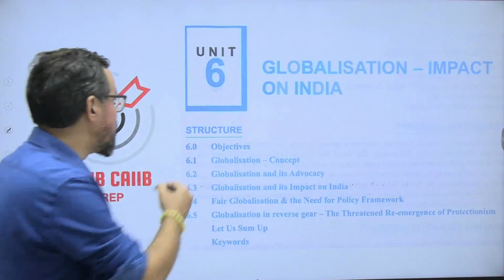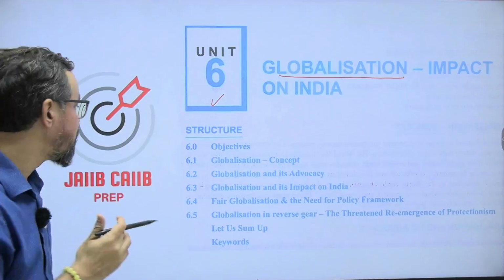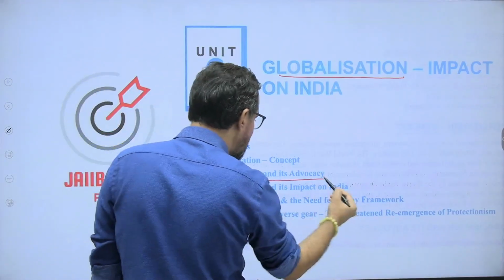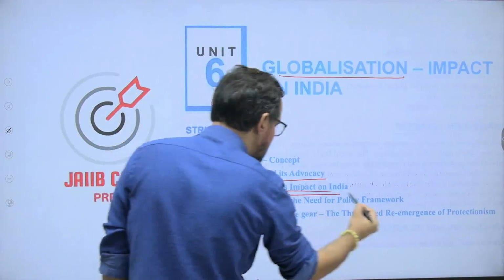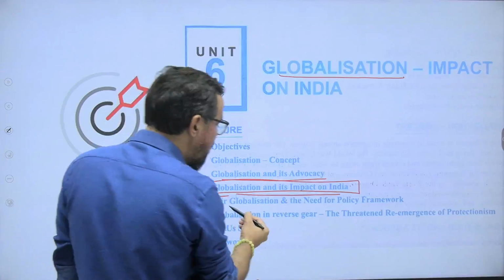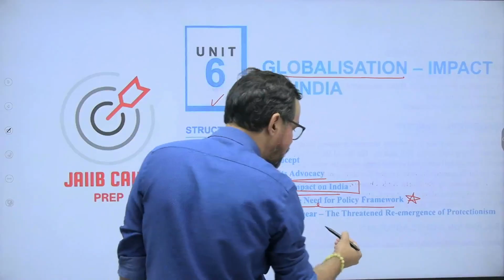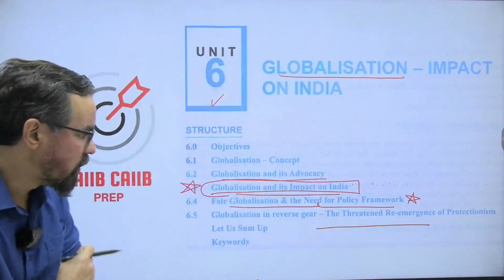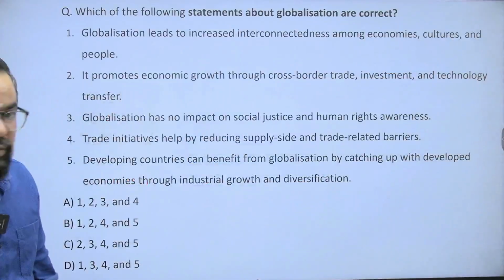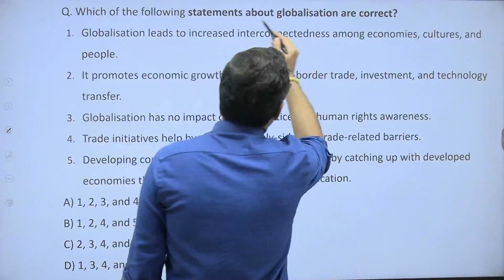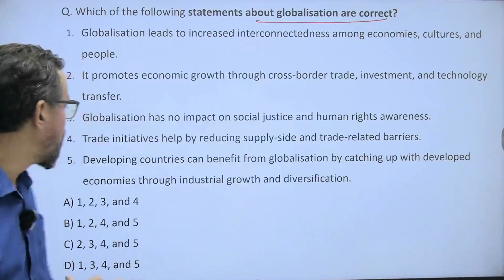Next one is unit number 6, globalization. Again, half marks to 1 mark questions, max to max from this one. The concept of globalization and its advocacy, globalization and its impact on India, is a very, very important subtopic for all of us. Fair globalization and the need for a policy framework is also important. Globalization in reverse gear, the threat of re-emerging protectionism, is generally part of this. What type of question can we expect from this unit? Which of the following statements about globalization are correct? You have to find the correct statements. I hope everybody will be able to solve this one.